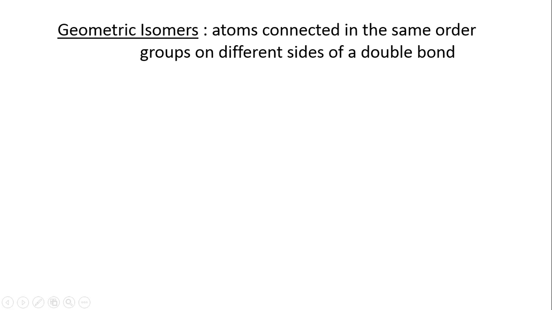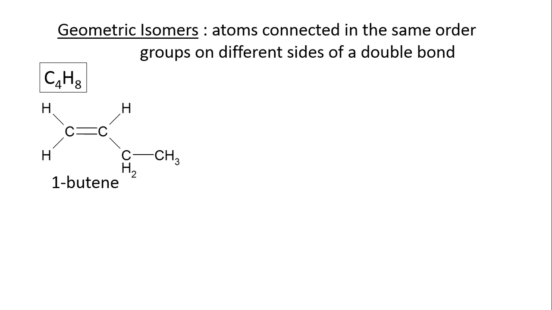Another type of isomer is what we call geometric isomers. In these isomers, atoms are connected in the same order, but groups are on different sides of a double bond. We go back to our example of the isomers of butene, C4H8. One isomer is 1-butene, where the double bond starts at carbon number 1.